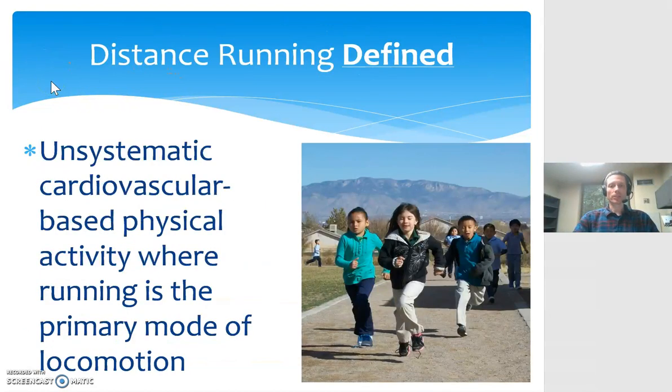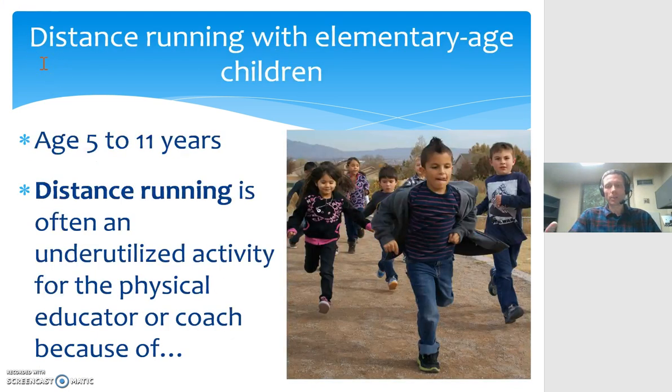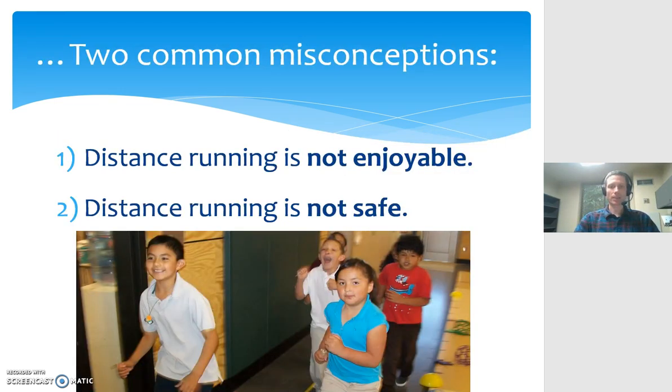So let's do an operational definition here on distance running. In this presentation, it is defined as unsystematic, cardiovascular-based physical activity where running is the primary mode of locomotion. So let's also define what we mean by elementary age. This presentation is geared toward children between 5 and 11 years old, and certainly distance running is often an underutilized activity for the physical educator or coach because of many reasons, but we're going to focus on two common misconceptions.